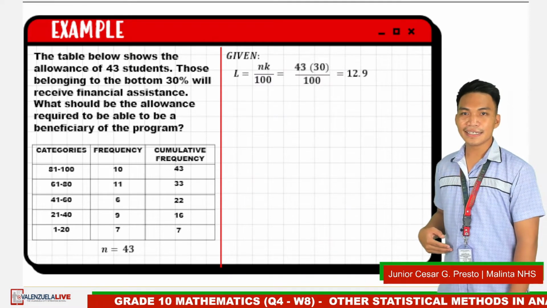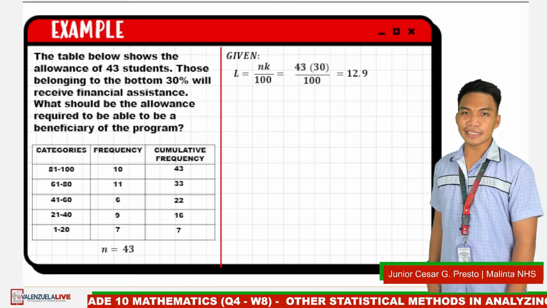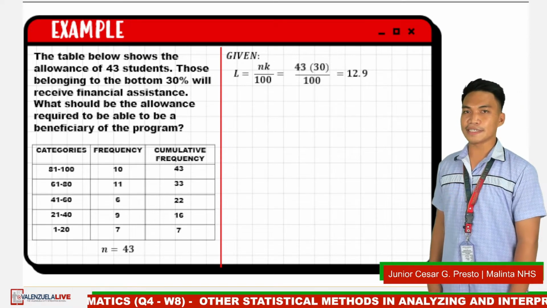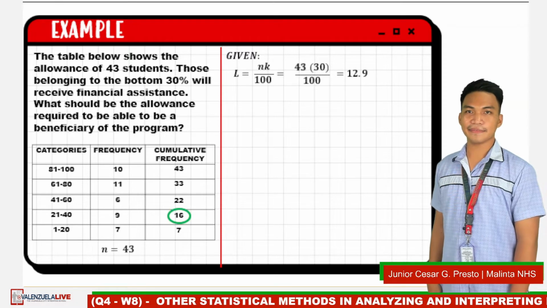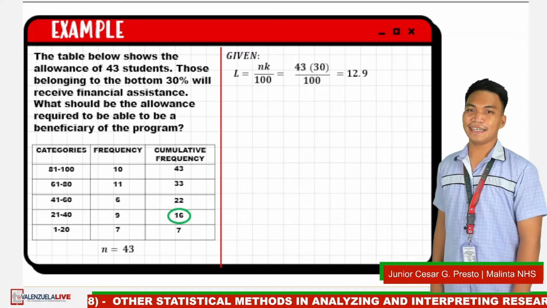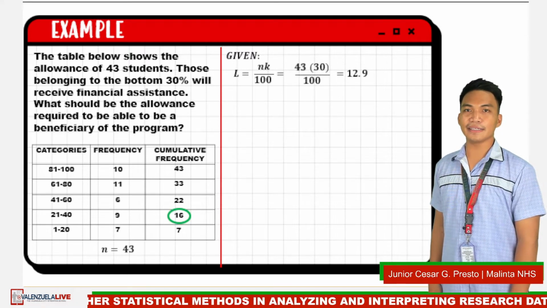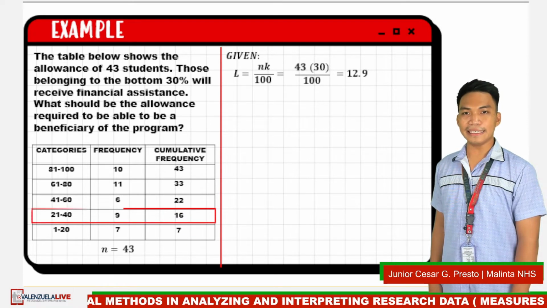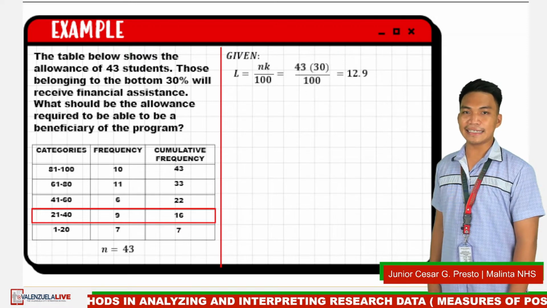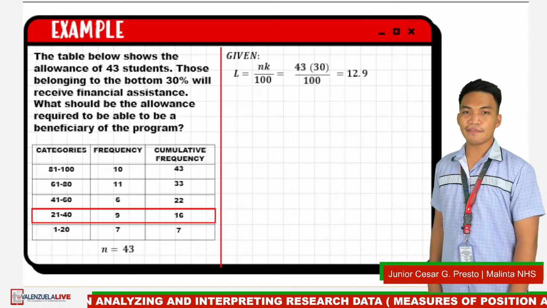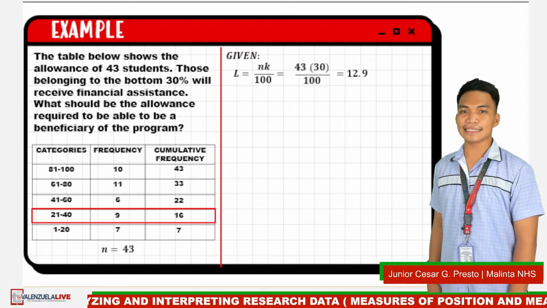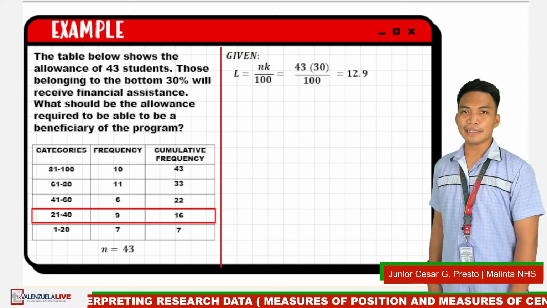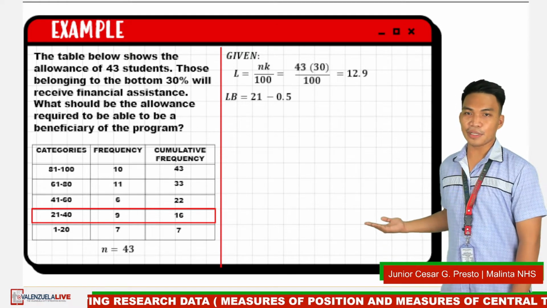Now, let us look at the cumulative frequency column and select the data greater than 13 for the first time. That is 16. We then take the class interval 21 to 40 as our kth class. LB can be determined by subtracting 0.50 from the lower boundary of the kth class, which is 21. Thus, we get 20.5.